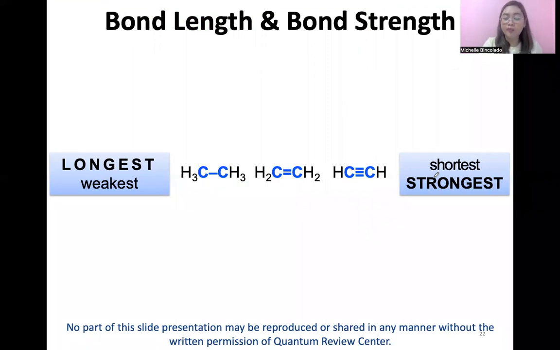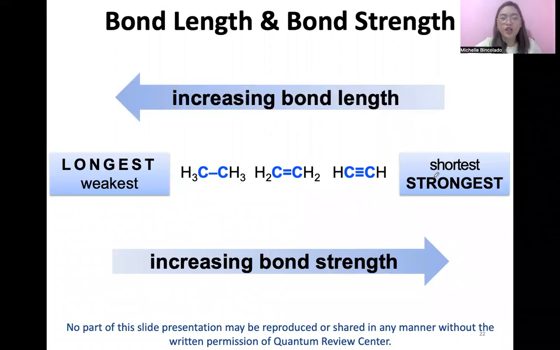So the single bond is our longest bond yet the weakest bond. Triple is the shortest and strongest. So we can see that bond length and bond strength are inversely proportional. So remember, the triple bond is the shortest and strongest.